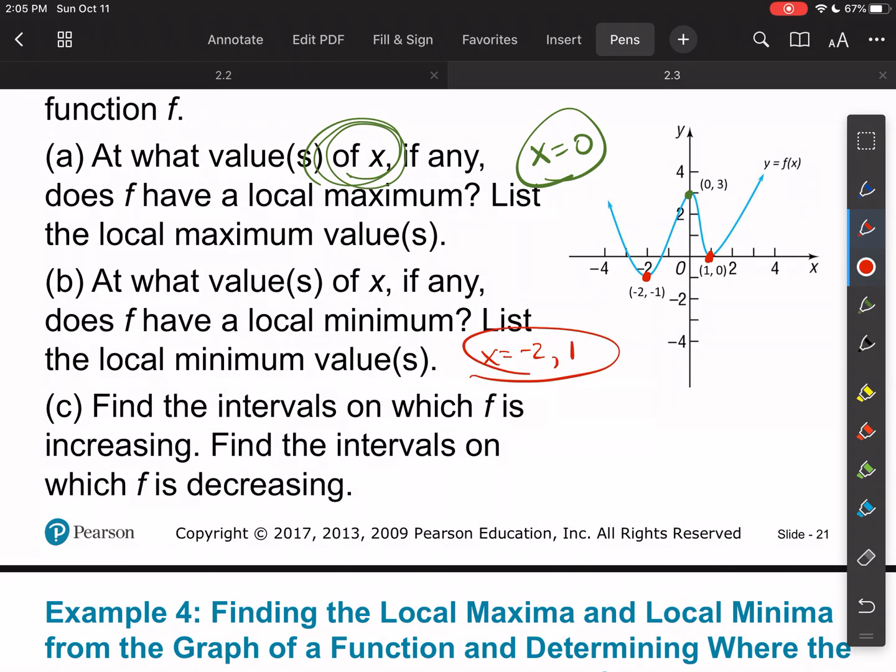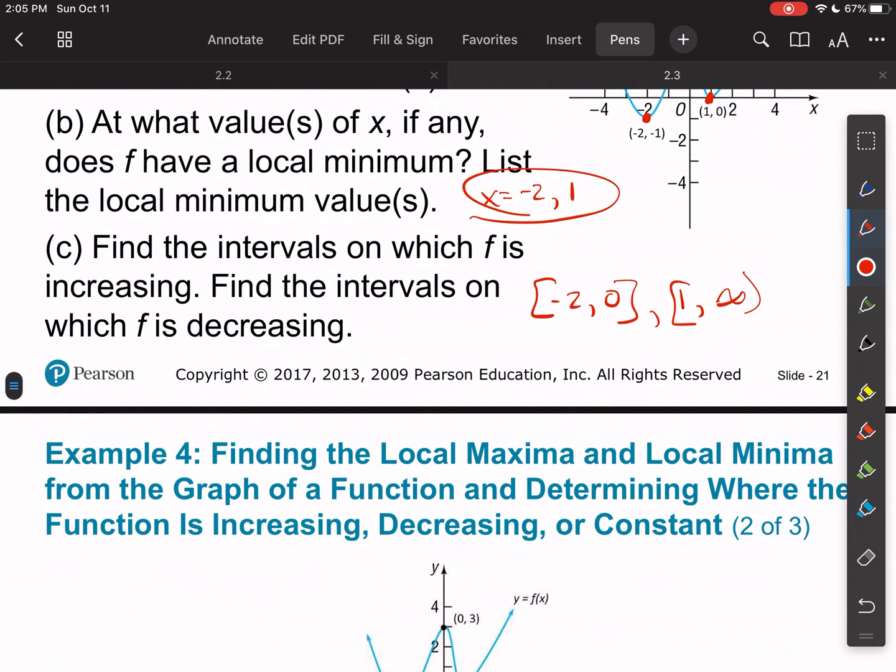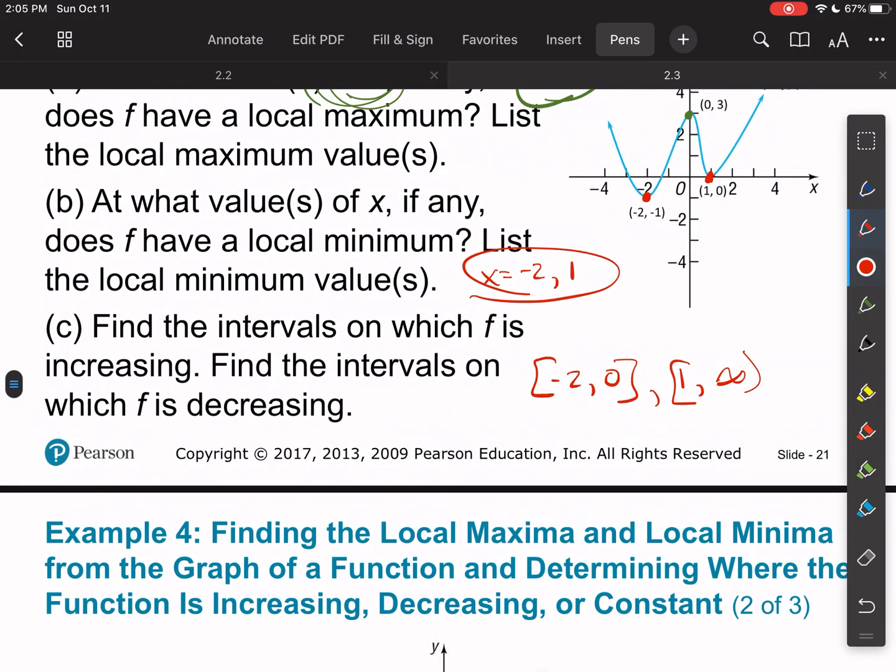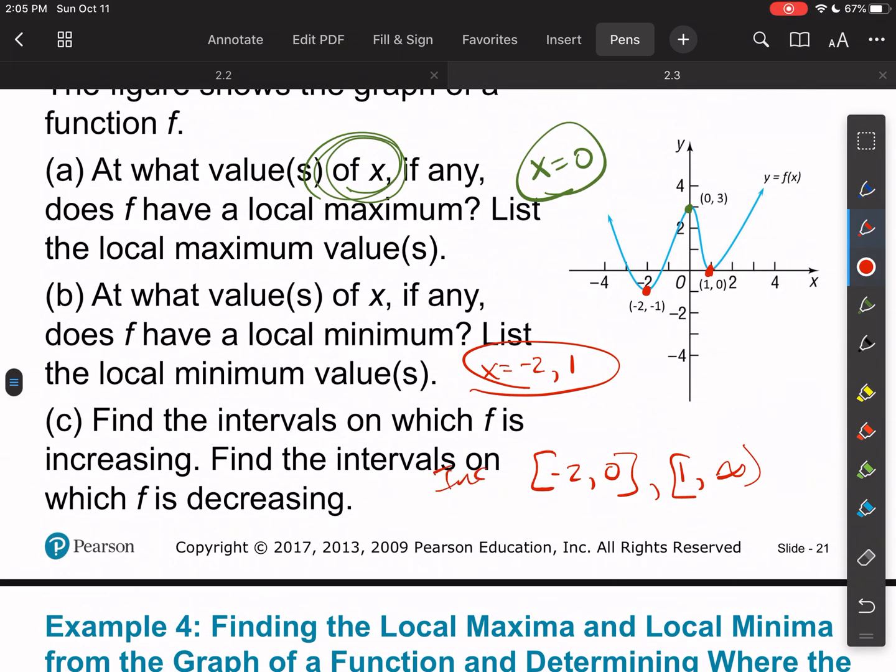And then it says find the intervals on which f is increasing, find the intervals on which f is decreasing. Okay, so from left to right, where is this graph going up? It's going up from -2, notice I'm just using the x values, to 0. And then it's also going up from 1 to infinity, right? And we don't ever put brackets on the infinity sign. So that is where it is increasing.